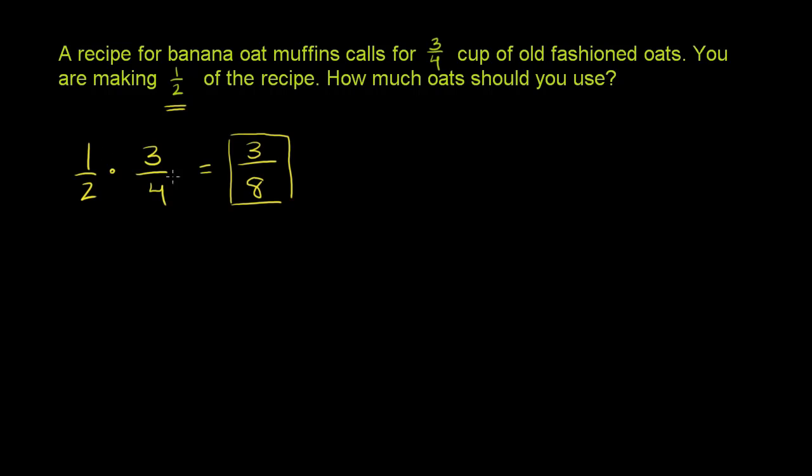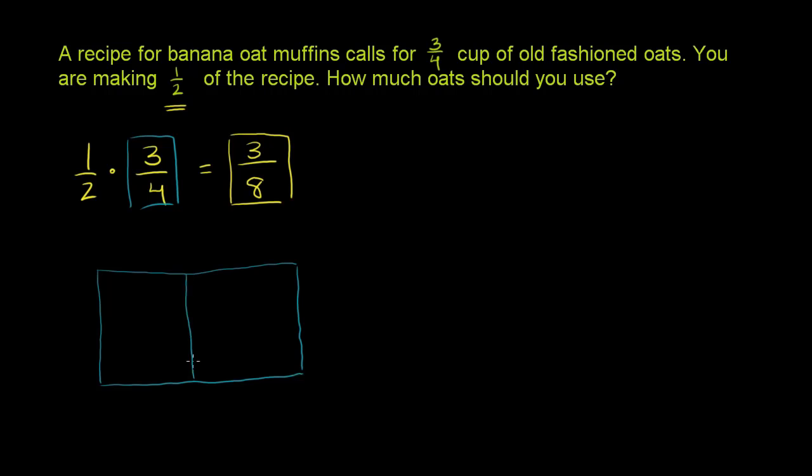Let me draw what 3/4 looks like, or essentially how much oats you would need if you're doing the whole recipe. Let's say that this represents a whole cup, and we put it into fourths. 3/4 would represent 3 of these. So it would represent 1, 2, 3. It would represent that many oats. Now, you want half of this, right? Because you're going to make half of the recipe.